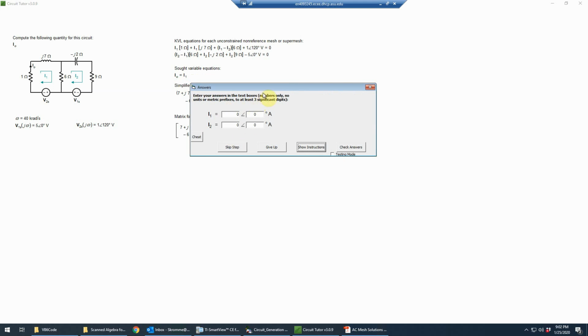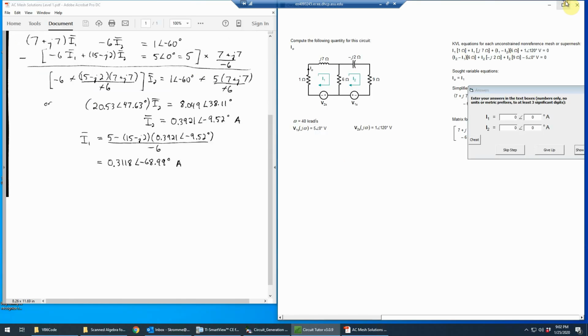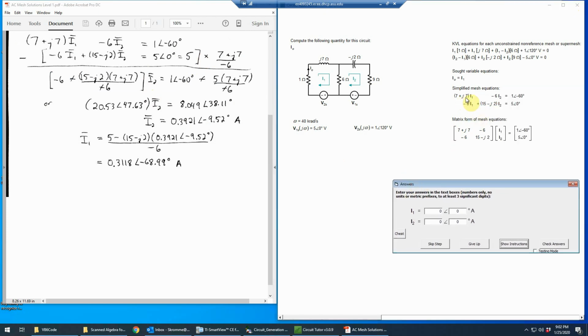So I'm going to go back and do the algebra here on paper. I've written this out for you. First of all, I'm just going to copy these simplified equations over. So we have (7 plus j7) I1 minus 6 I2, with bars there to indicate complex numbers, which you can do if you like, is equal to 1 angle minus 60. And then the second equation inside this bracket is negative 6 I1 plus this coefficient I2 bar equals 5 angle 0, which for short we can just write as 5 in rectangular form.